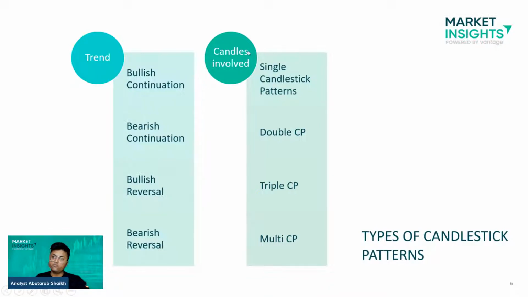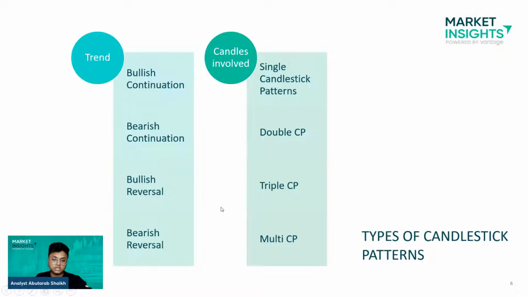The next thing into which you can categorize candlestick patterns is the number of candles involved in the pattern. If a single candle is telling us something, it is a single candlestick pattern. If two candles are involved, like the engulfing pattern, piercing pattern, dark cloud cover, etc., that is a double candlestick pattern. Understood? Then a triple candlestick pattern is also possible, like three black crows, advancing soldiers, etc.